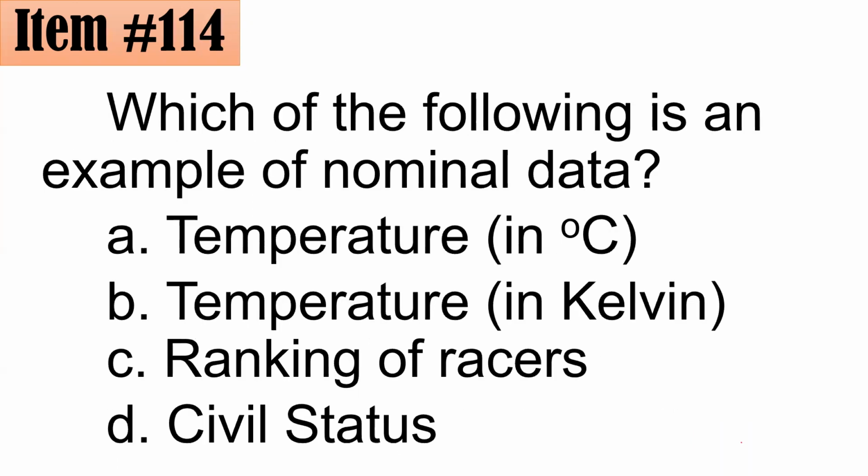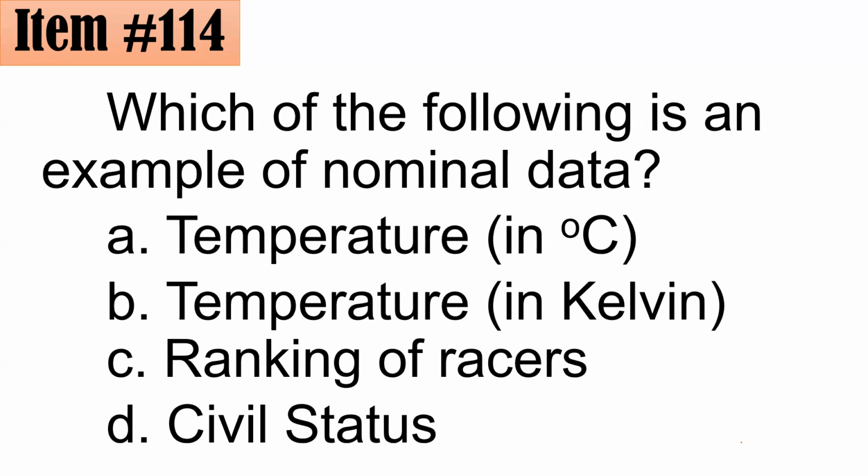Okay. 114. Which of the following is an example of nominal data? Did you go for temperature in degrees Celsius? Temperature in Kelvin? C, ranking of racers? Or D, civil status? Okay. So D pa rin yung pulso ng mga sumagot. Tandaan po natin, apat po yan eh.